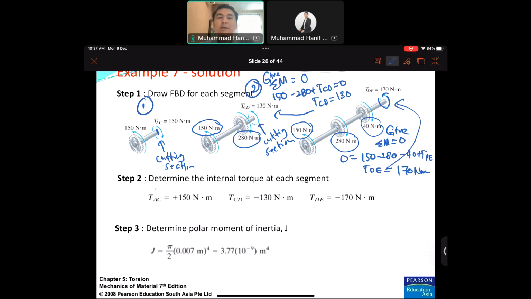Okay, so once you have the internal load of each segment, each FBD, you have to determine the sign convention first to be included in your calculation. So step number 2 is to determine the internal torque at each segment. So you have the internal torque magnitude, not direction, because the direction in the FBD and the direction in the calculation is different. Step 2 is actually to show you how to get the correct sign convention for the calculation, using the right hand rule for the first FBD.